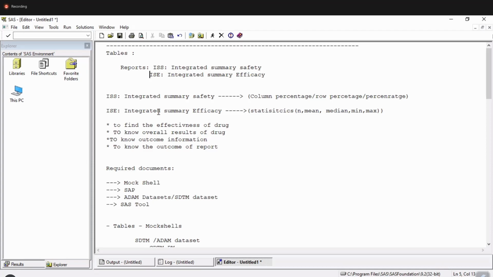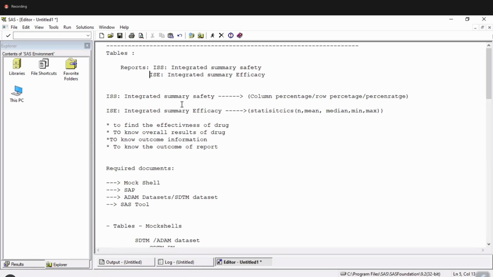Whereas in ISC tables, meaning efficacy tables, most of the statistics will be derived, like mean, median, minimum value, maximum value. So these are the final tables, final reports we will submit to the biostatisticians, clinical team, or medical writing team. The next teams will review these reports only.